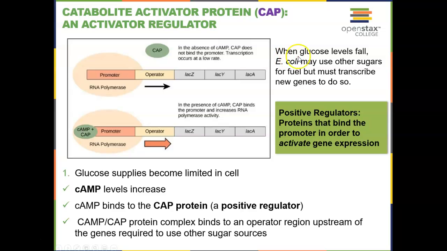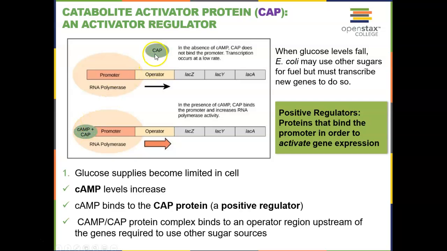in these bacteria, they would prefer to use glucose as their primary sugar. But if their glucose levels are low, then they might have to use other sugars. And so the use of those other sugars might require the production of certain enzymes, and this can be done by activating this system. So if glucose supplies are low in the cell, then cyclic AMP levels increase.